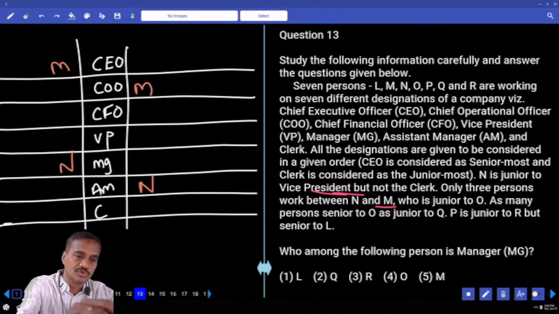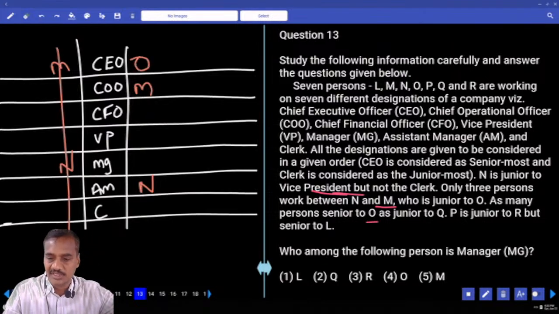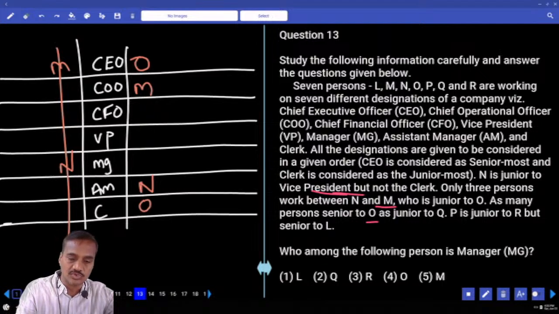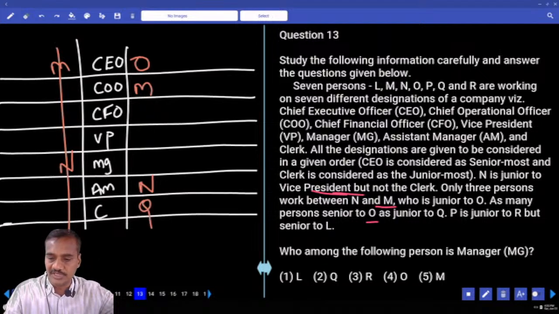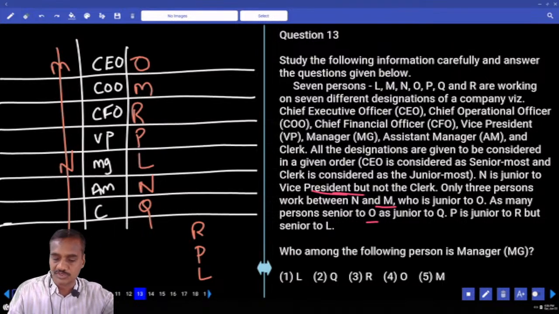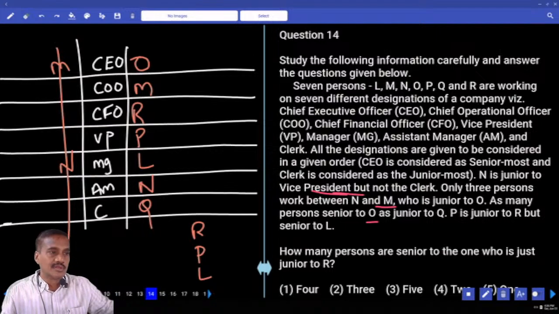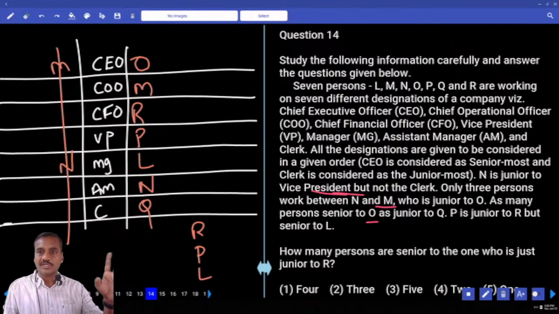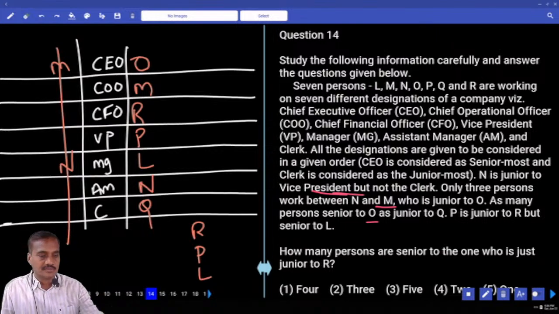M is junior to O, this case is not possible. M is junior to O, senior to O, junior to Q, Q is here. And next one, P is junior to R. P is junior to R, but senior to whom? L. And R, P, L must be in this order. Now this is the final arrangement we have. మస్ట్ one and easy అయిపోయిందో. Syllogisms 2 questions చేసే టైంకి 5 questions అయిపోతాయి. Hence this must be under the first priority.